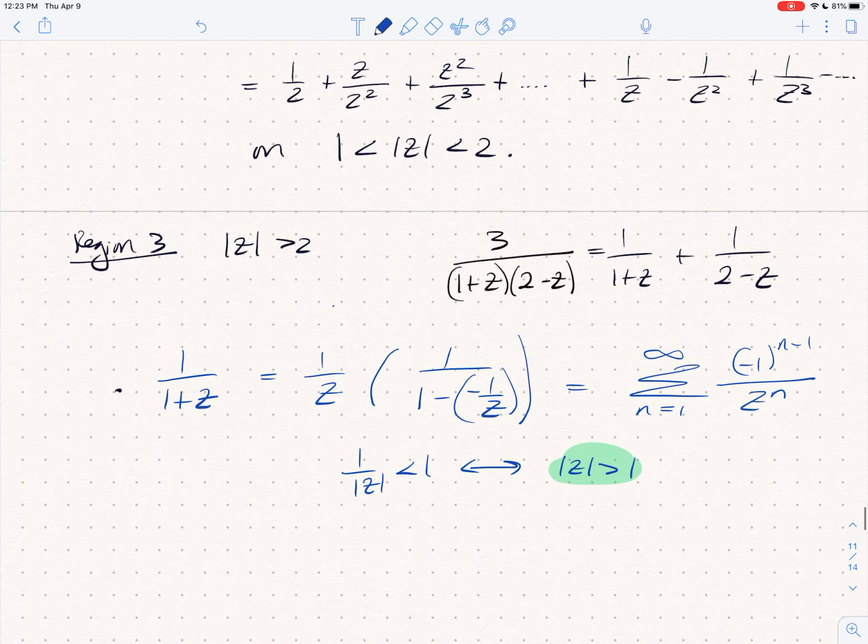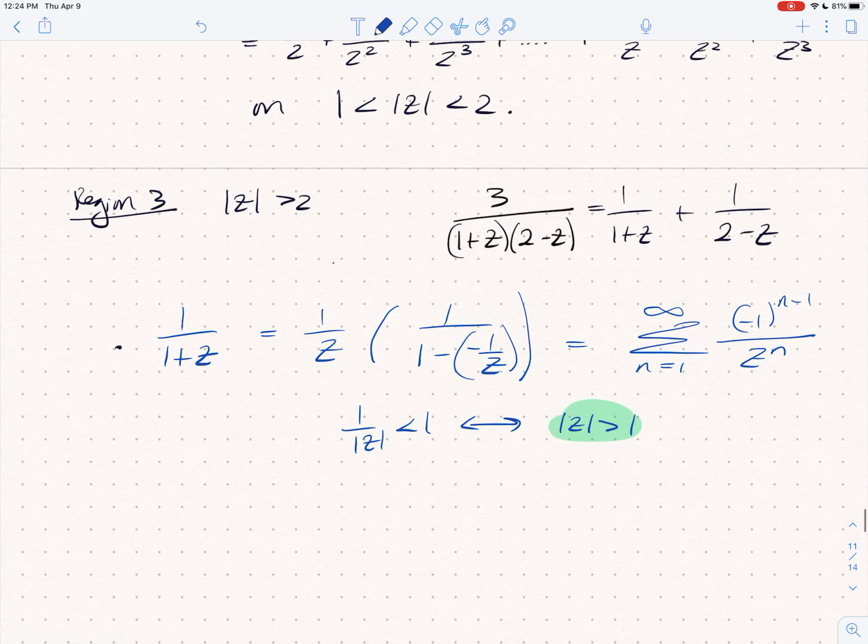And then I have to focus on 1 over 2 minus z. That's going to change things a little bit. So let's see if we can figure that one out. Well, let's think about what we're doing. I'm assuming the modulus of z is bigger than 2. That's the same as 2 over z being less than 1. So if I can get a 2 over z in my formula, it's less than 1.